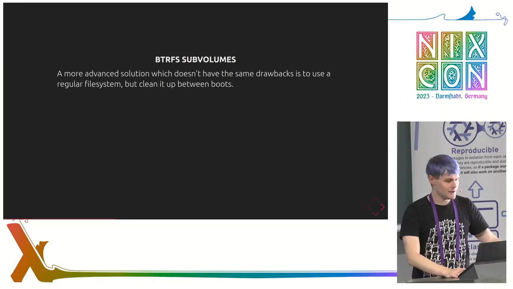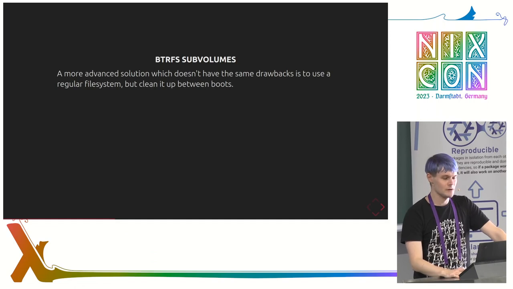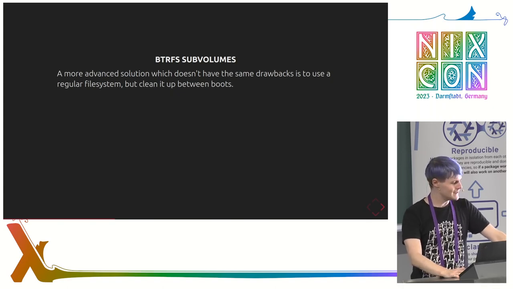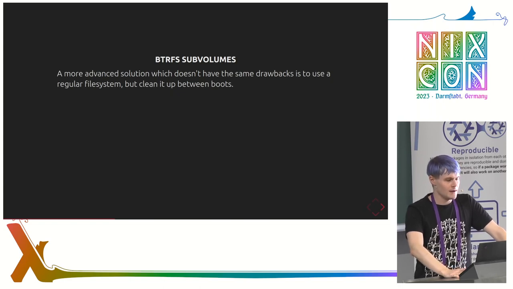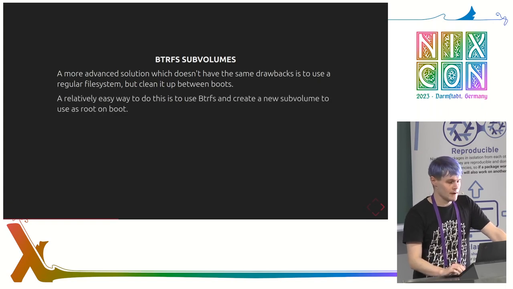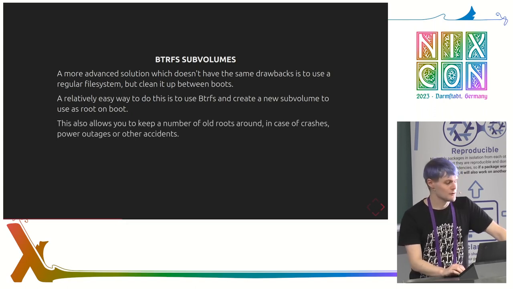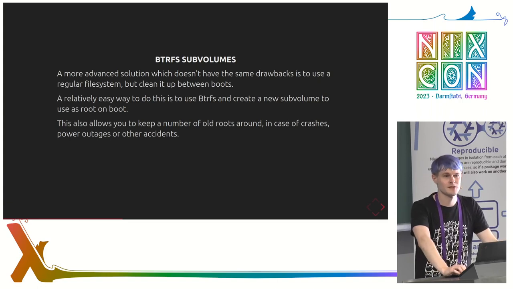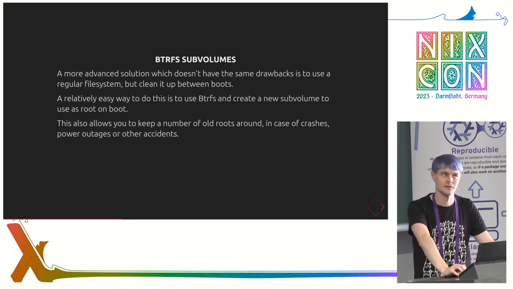A more advanced way to set things up is to use btrfs subvolumes, or at least a regular file system. You can use ZFS, and there are examples in other places on how to do this. But then you use a normal file system, but you manually or automatically clean it up between boots with a script. It's relatively easy to use a new subvolume in btrfs as the root on boot. And this also allows you to keep a number of old roots around. So in case the system crashes, you still have access to it. Or if you forgot that you actually needed something and you've rebooted a few times, then you can still access it.